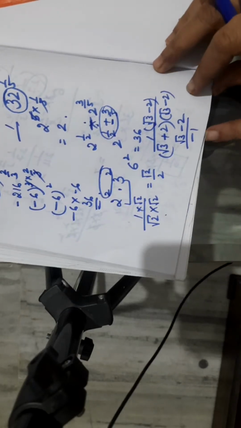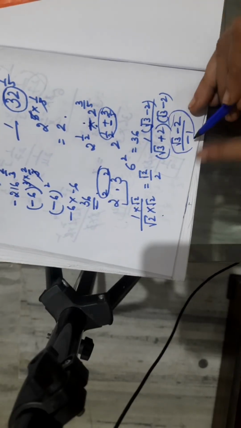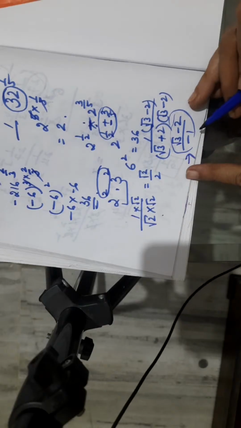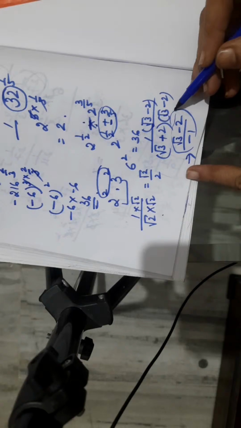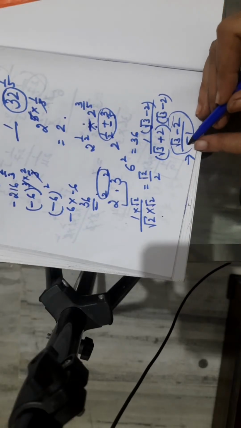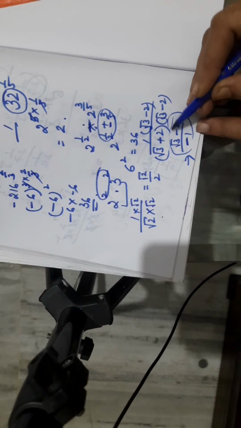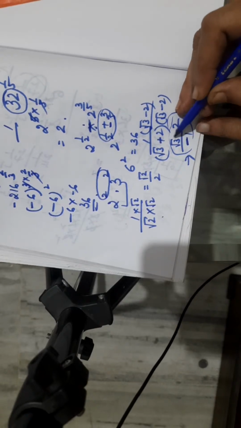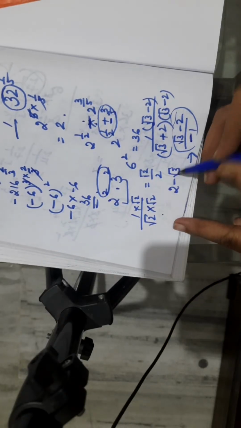They can ask to write in standard form. Always keep in mind, while writing the number in standard form, a negative sign should not be there in the denominator. Shift it to the numerator. If you shift it to the numerator, this sign will be multiplied by both the numbers, so the negative number will become positive, and the positive number will become negative. So the final answer will be 2 minus root 3.